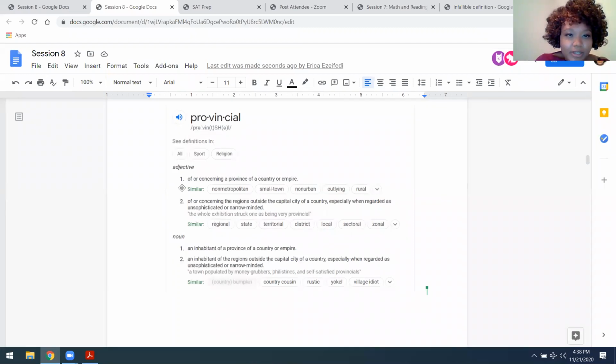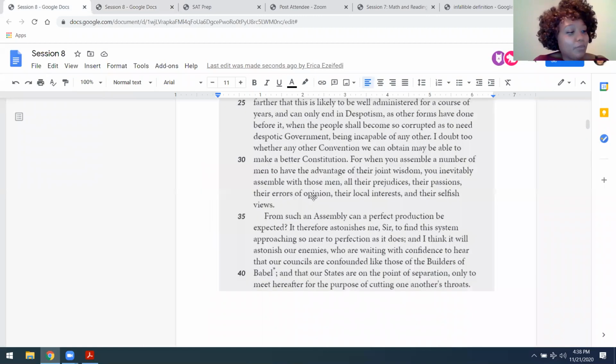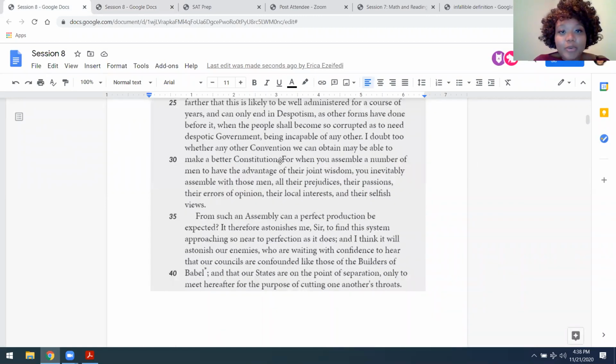So this example here, number 2, it says, concerning the regions outside the capital city of a country, and the sentence they give as an example says, the whole exhibition struck one as being very provincial. It says unsophisticated or narrow-minded. That fits more with the point he's making here, since most of these things he's mentioning that these men have are negative. One is neutral, but he's talking about their prejudices. That's negative.